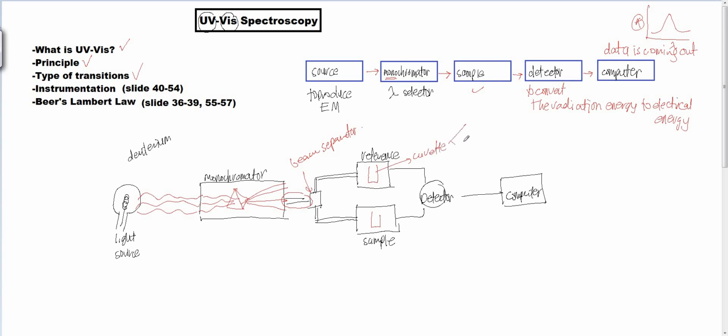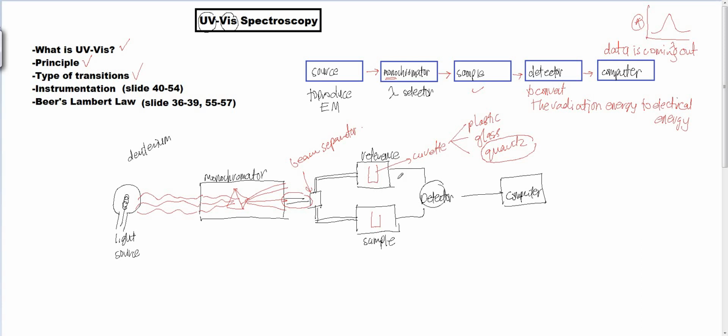So for the cuvette, there are many types. For example, we have plastic. Dulu kita pernah guna plastic, and then sometimes we are using glass, and then sometimes we are using quartz. Okay, but the most widely used is the quartz. So usually we have to make sure quartz ni bersih, before we put our reference, for example our solvent, and also our sample.